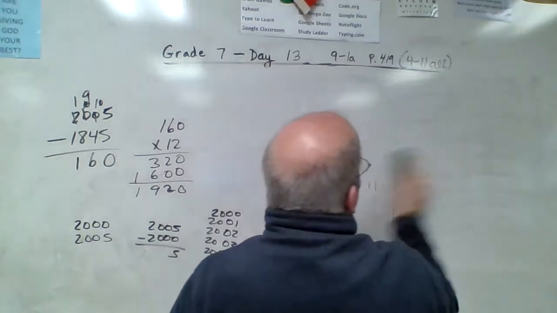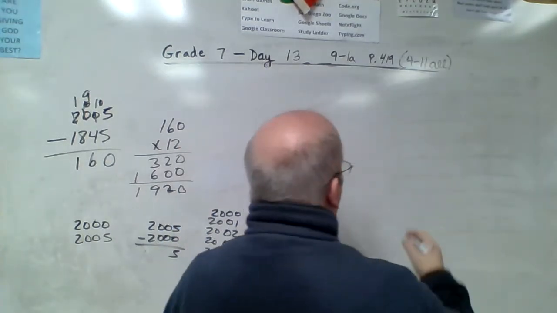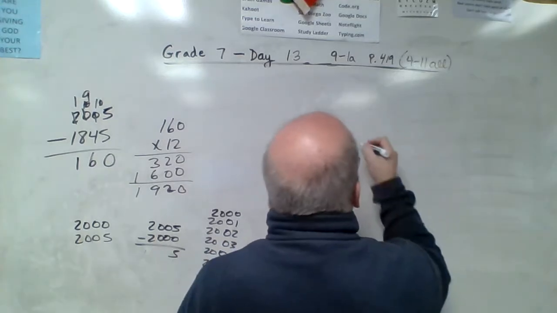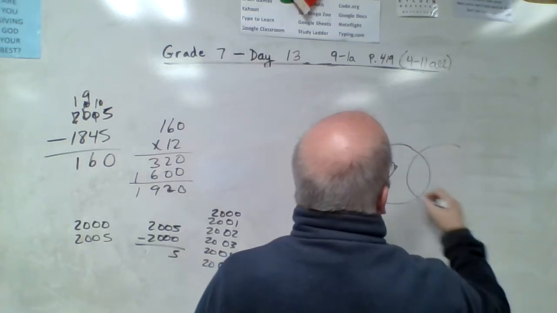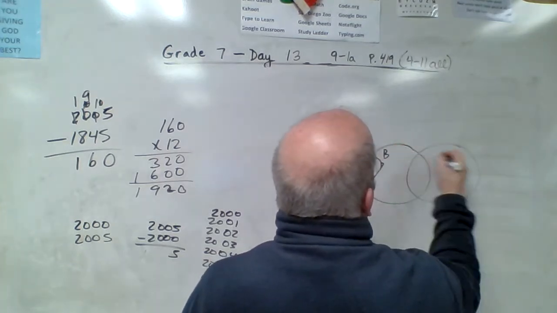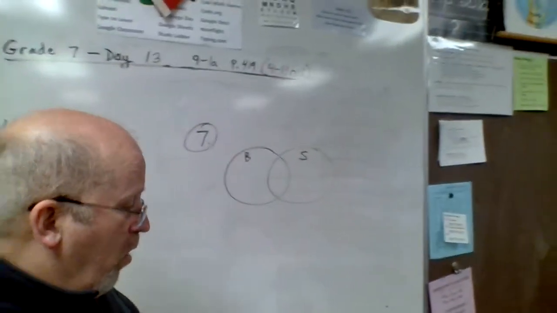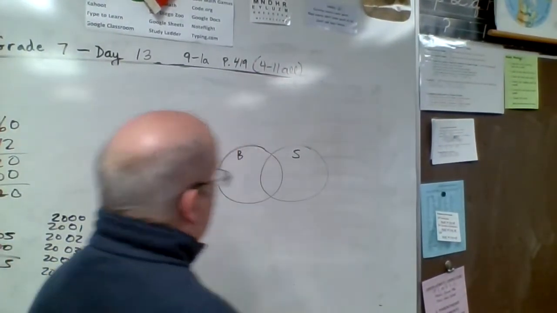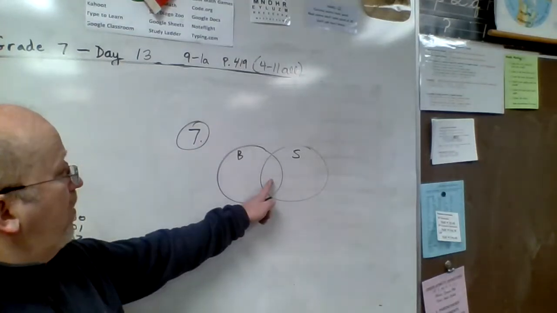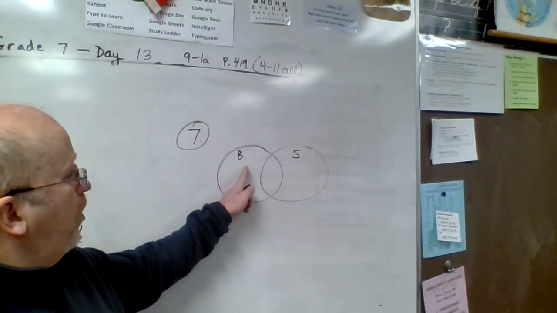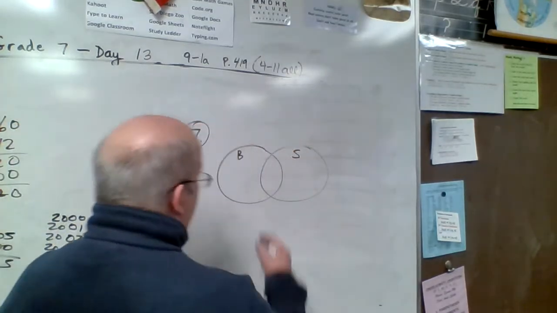Any idea how you're going to solve this? I hope in your brain you're thinking Venn diagram, because if you are, correct. We have two intersecting circles. One of them represents baseball. One of them represents soccer. Remember, on these Venn diagrams, we always start in the middle. So what number do we put in the middle because people are playing both baseball and soccer? If you said 20, you're right.